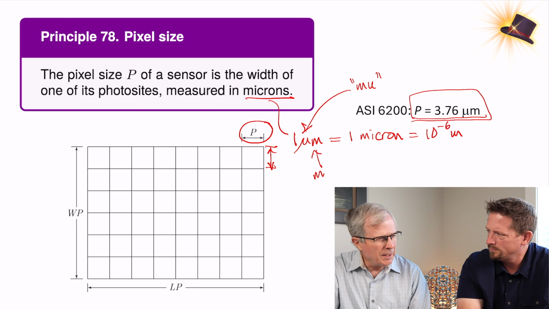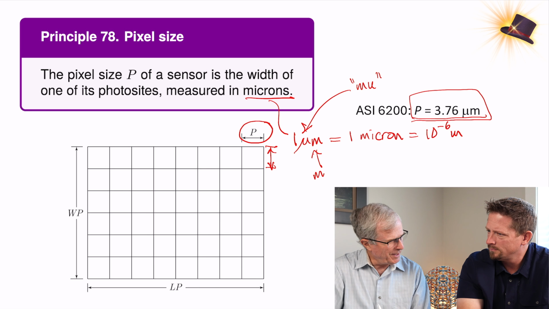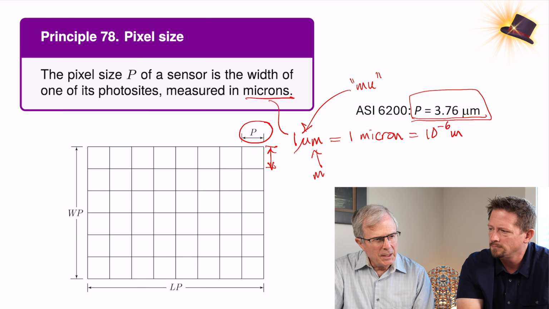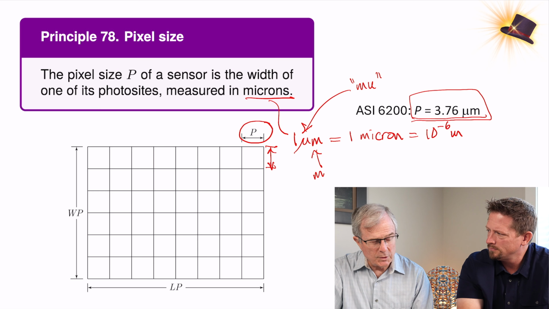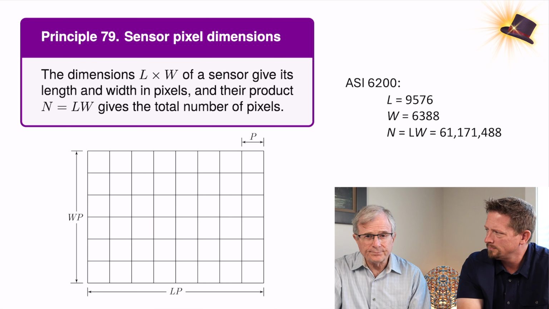The C-Star, I think, has a pixel size of 2.9 microns, which is on the smaller side for sure.